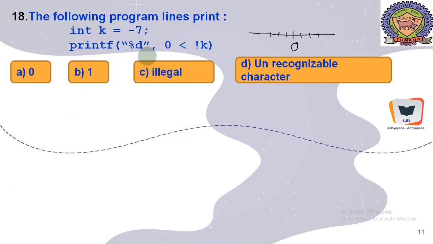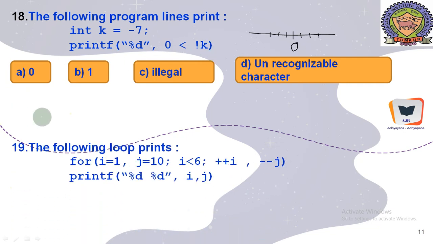I repeat, k is set to minus 7. Minus 7 means true. So, minus 7 means not equal to 0. K not equal to 0. Therefore, here not k is not equal to 0, so this will become 0. Okay. Therefore, 0 less than 0. It cannot be true. Therefore, it prints 0 as the answer.